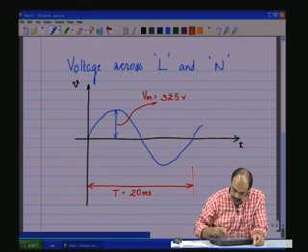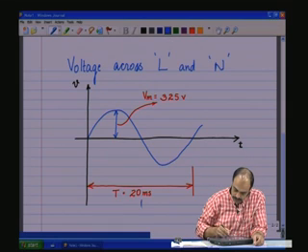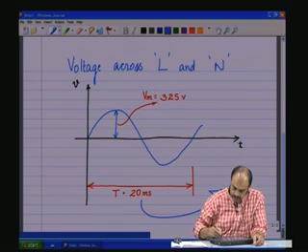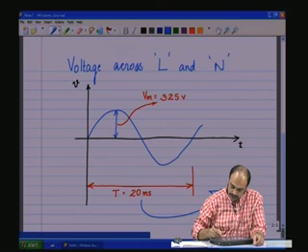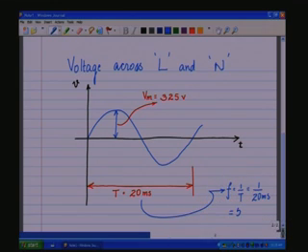So, in terms of frequency, this will boil down to 1 by T, 1 by period, which is 1 by 20 milliseconds, and this will turn out to be 50 hertz. So, we have a frequency of 50 hertz.